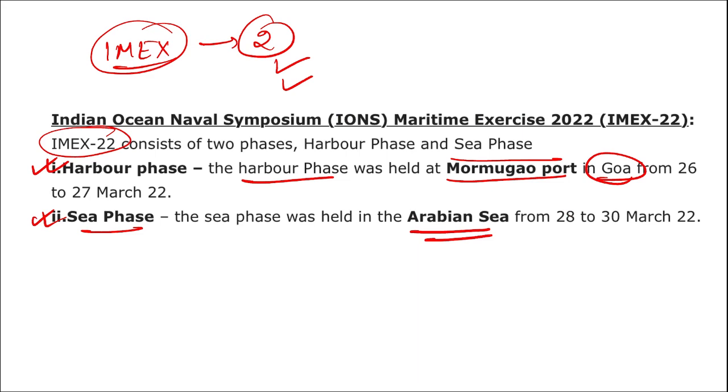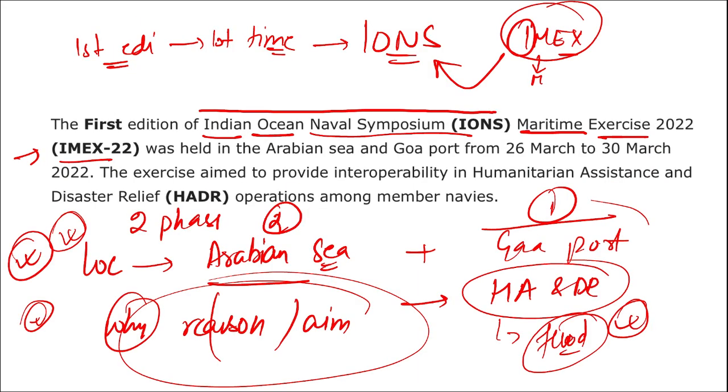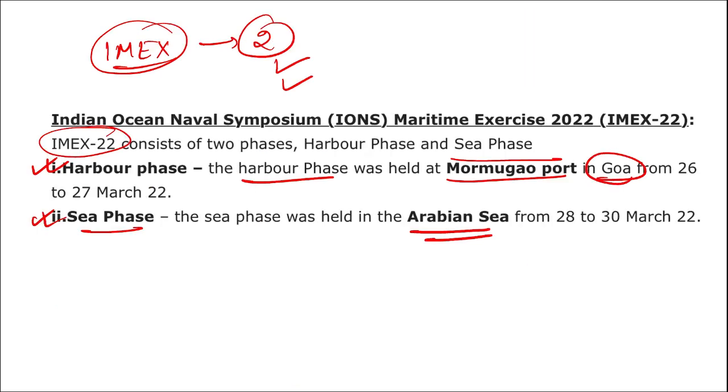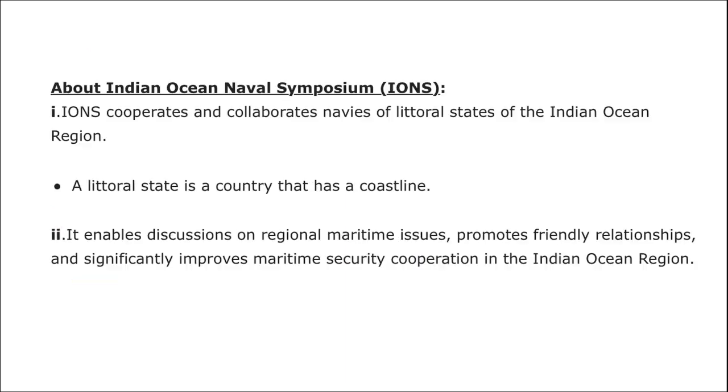That is the reason this exercise was conducted. IMEX, that is IONS Maritime Exercise. IONS stands for Indian Ocean Naval Symposium. It was conducted in two phases. First was the harbor phase, that was in Marmagua port in Goa, and second was the sea phase, that was conducted at Arabian Sea. Then if we talk about this IONS, what is IONS?